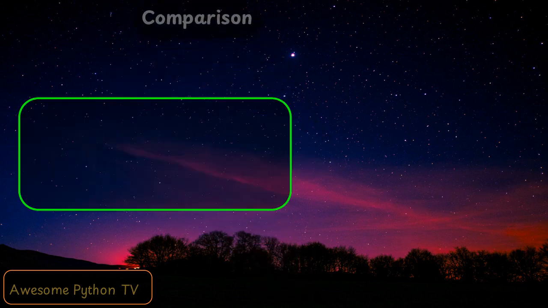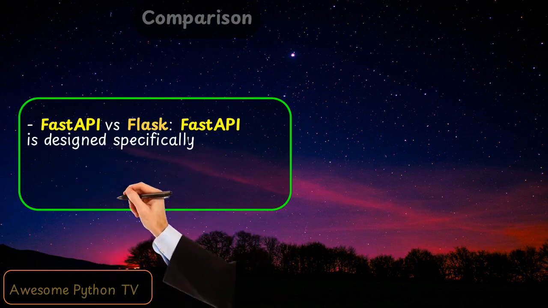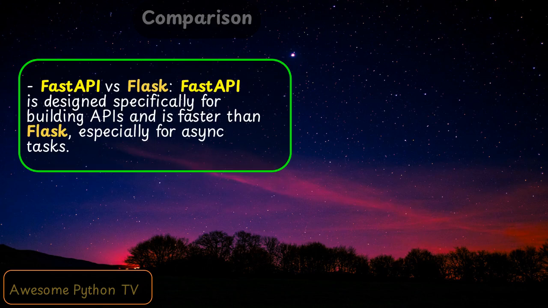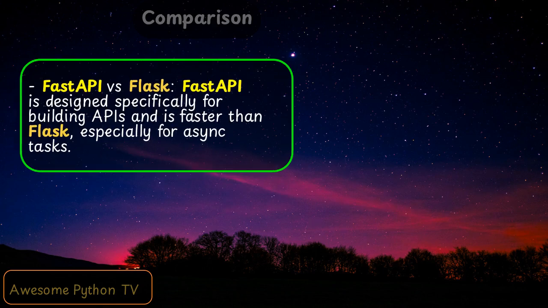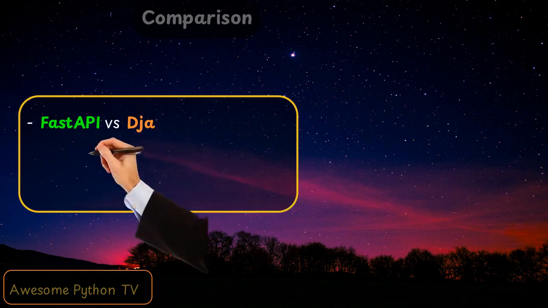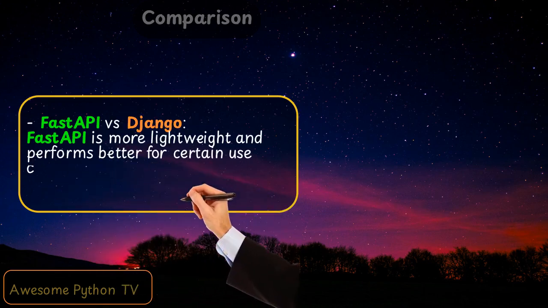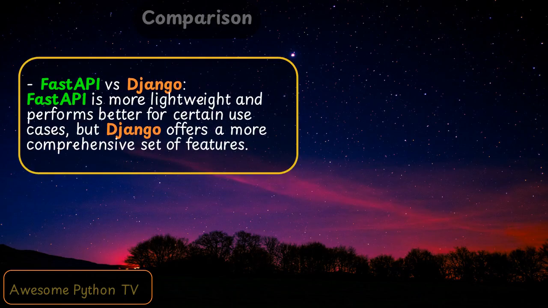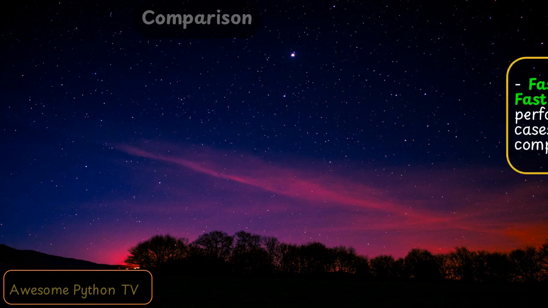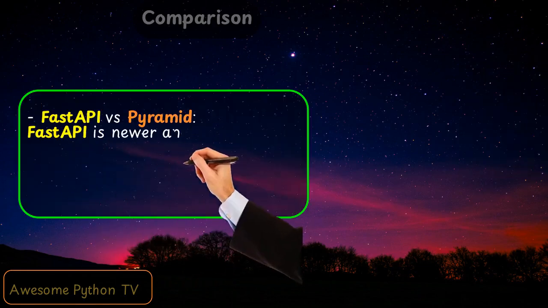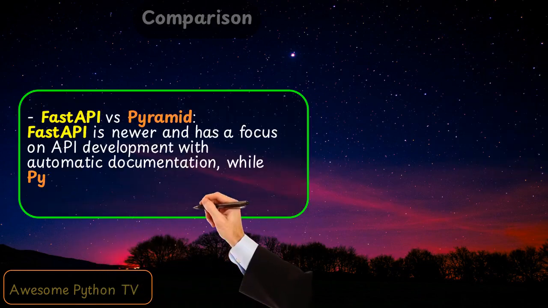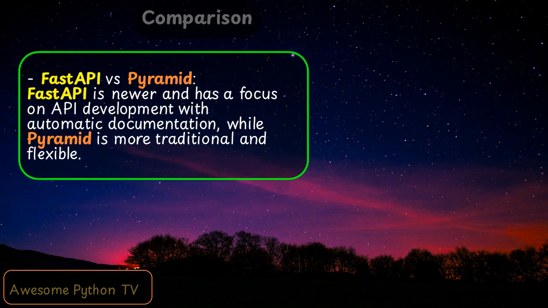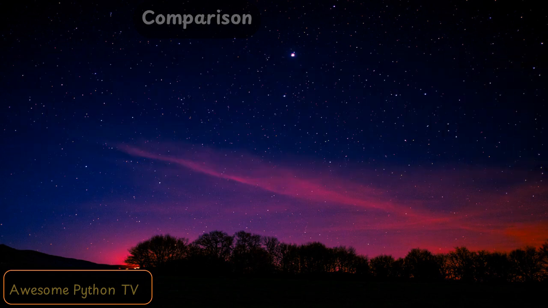Comparison. FastAPI versus Flask. FastAPI is designed specifically for building APIs and is faster than Flask, especially for async tasks. FastAPI versus Django. FastAPI is more lightweight and performs better for certain use cases, but Django offers a more comprehensive set of features. FastAPI versus Pyramid. FastAPI is newer and has a focus on API development with automatic documentation, while Pyramid is more traditional and flexible.